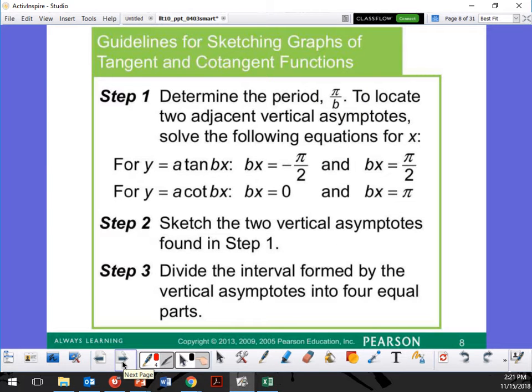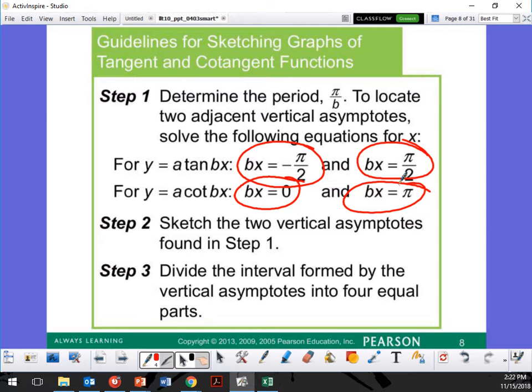Okay, so we're going to have asymptotes starting here and here. And for cotangent, you have an asymptote here and here. So we have to figure out what the B is. It's 1 over B, and B is the number that we factored out of my argument.